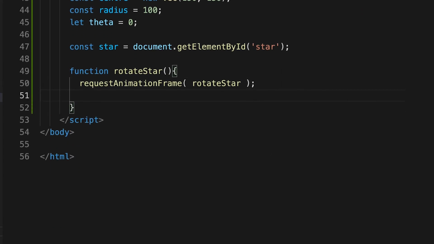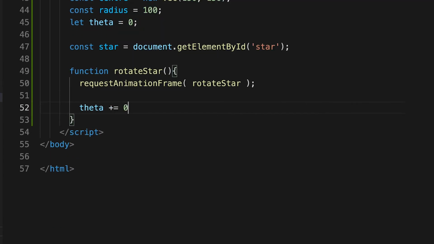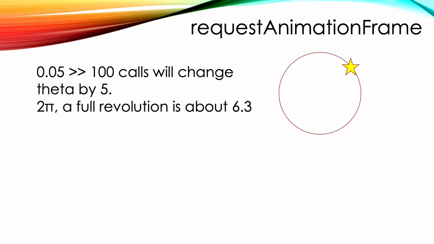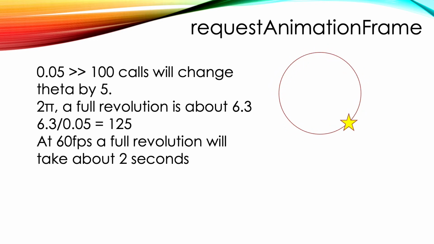Now we have a repeating function, we need to update theta by adding 0.05. It will take 100 calls of this function to change theta by 5. And a full revolution is about 2 pi, or about 6.3. If we divide 6.3 by 0.05, it's about 125. So at 60 frames per second, the star will take about 2 seconds, 60 times 2 being 120, to complete an orbit.